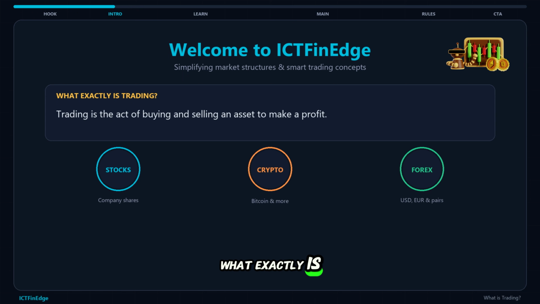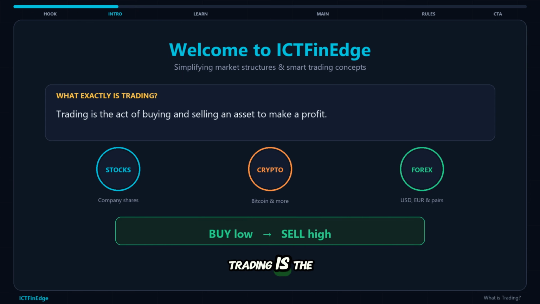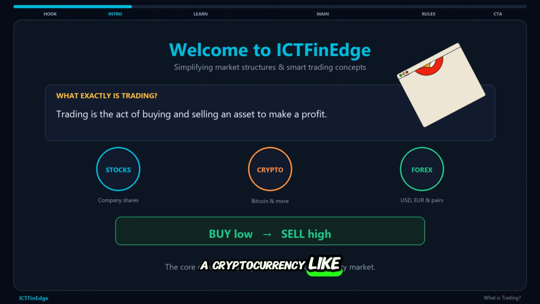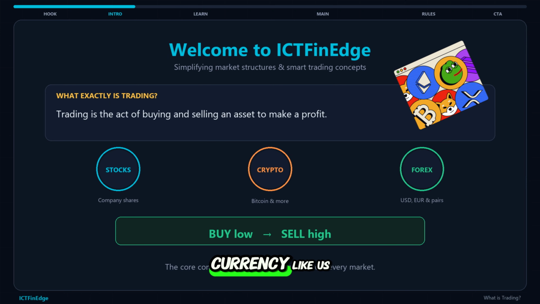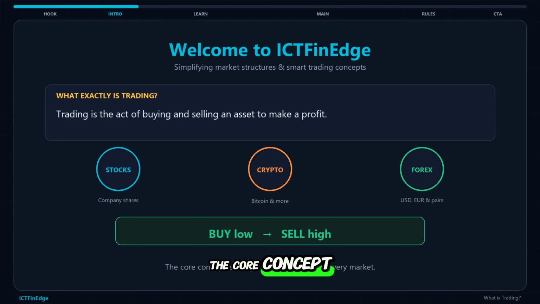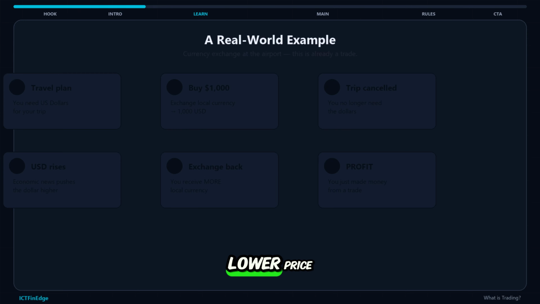What exactly is trading? In simple words, trading is the act of buying and selling an asset to make a profit. This asset could be a share of a company, a cryptocurrency like Bitcoin, or a foreign currency like US dollar. The core concept is always the same. You want to buy at a lower price and sell at higher price.